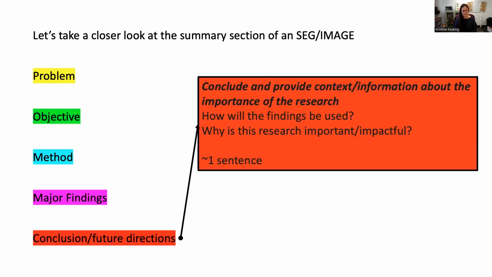And then finally, you state the conclusions and the future directions of the research. So you conclude and you provide some context or information for the importance of the research. You can talk about how these findings will be used and why this research is important or impactful. These conclusions and future directions are approximately only 1 sentence long. So there's a lot of information included in the abstract, but you have to be very, very concise about how you write these things, because there are not very many sentences within your abstract to provide all this information.